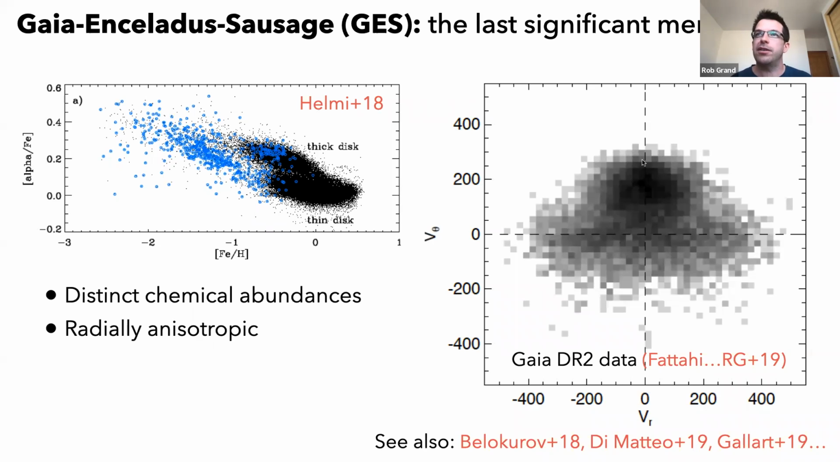And this blob here is probably the thick disk, which has some rotational component, but there's also a distinct elongated, radially anisotropic component, which was referred to as the sausage because of its shape. These two things are thought to be very similar, and I will therefore call it the Gaia-Enceladus-Sausage merger, just to bridge these two works.